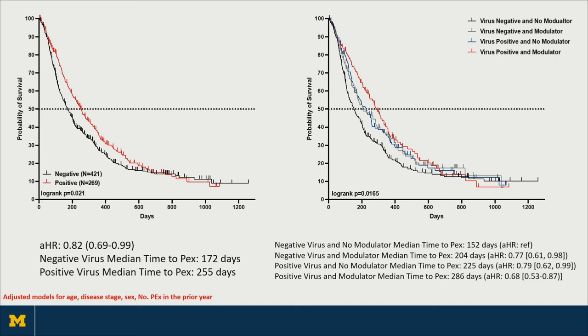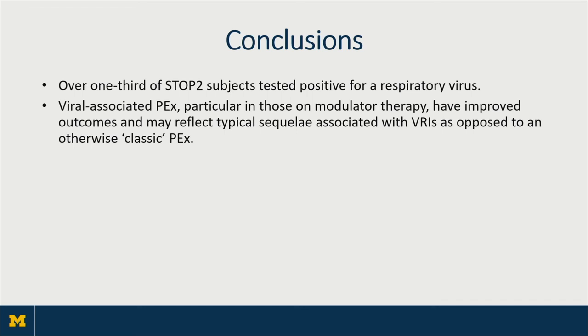So what does this all mean taken together? I think there are a couple of interesting things to take away from this that we can apply going forward, especially in the post-modulator era. We found that over about a third of our subjects tested positive for a virus. While that's not necessarily novel information, I think it's adjunctive to the literature that we had before in much smaller cohorts. But what is interesting is that these viral-associated pulmonary exacerbations, especially those on modulator therapy, have improved outcomes.